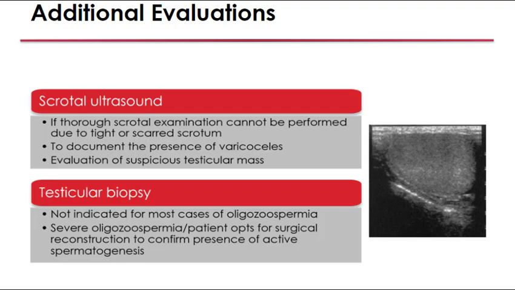Scrotal ultrasound can also be used to confirm the presence of a testicular mass that may indicate the presence of testis cancer, which is the most common solitary cancer in men of reproductive age. For most cases of oligozoospermia, a testicular diagnostic biopsy is not indicated. For severe oligozoospermia, and when obstruction of the male reproductive tract is suspected, a testicular biopsy may be performed to confirm the presence of active spermatogenesis prior to surgical reconstruction.